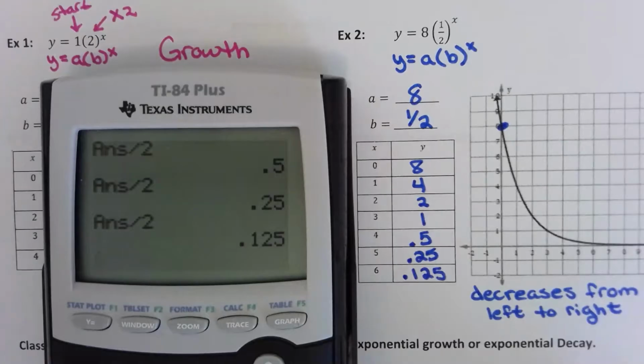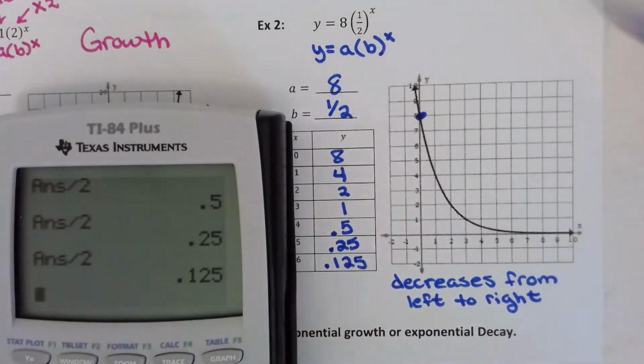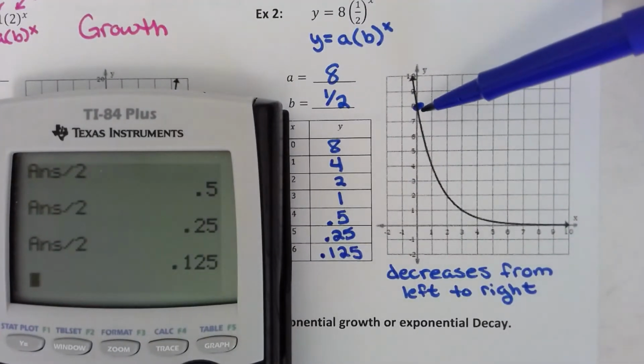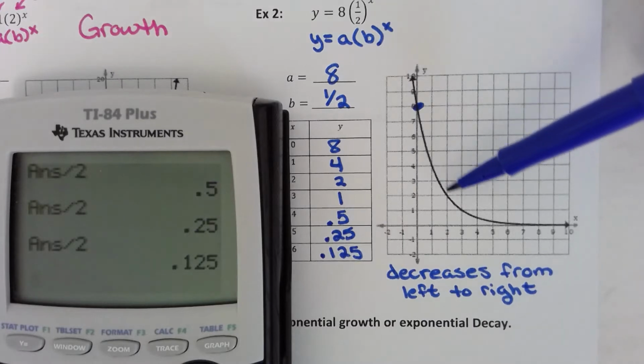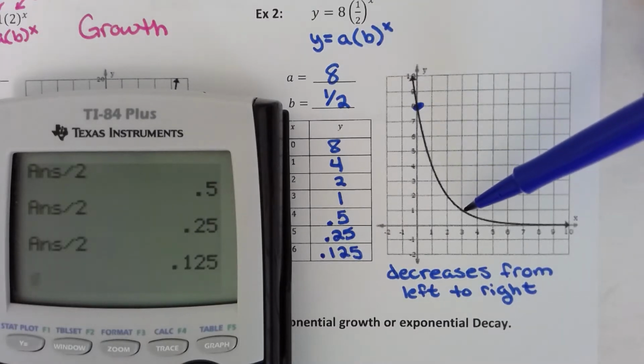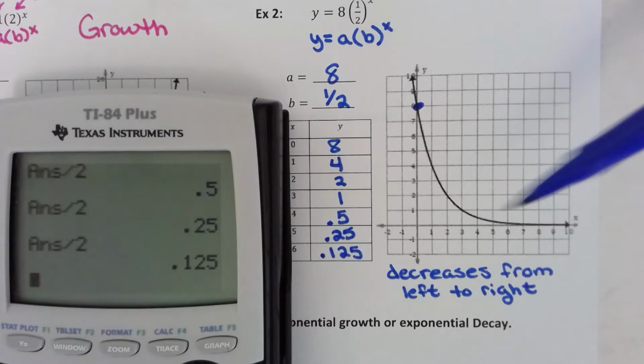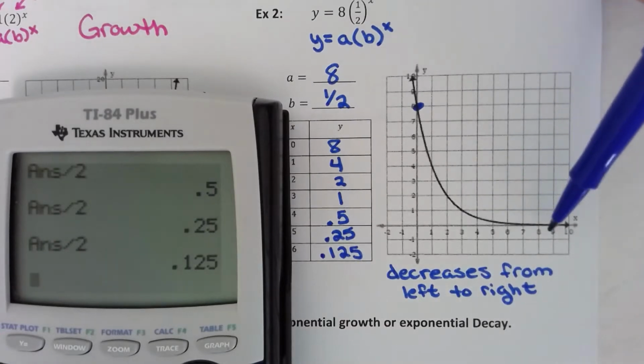0.125. Okay. So what's actually happening here is that we started off with 8. It went down to 4, it went down to 2, then it went down to 1, then it went down to 1/2, and it's going to keep going and going and going and going.